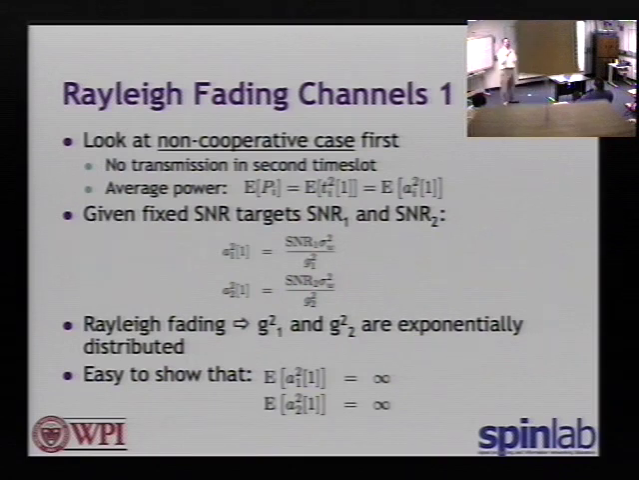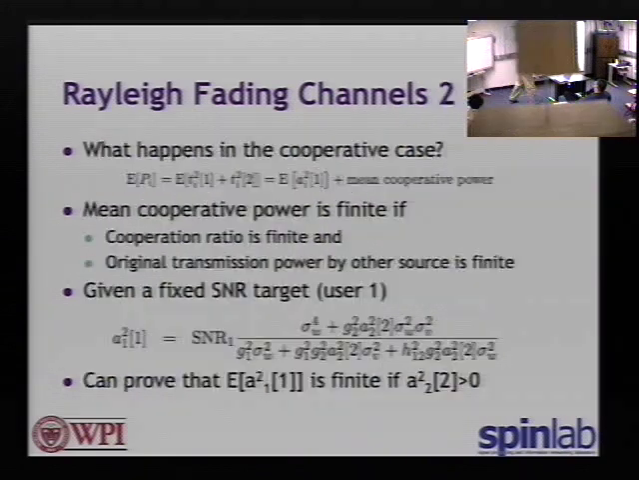That integral is so close to not being infinite. All you would need is a slight variation to the exponent, and it would become non-infinite, right? So what happens here is I get that slight variation. By the other user agreeing to do a little bit of cooperation, I get diversity through 2 fading channels, and I get enough benefit from that diversity that I no longer have an infinite expectation.